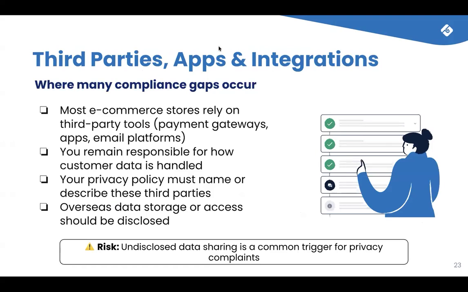So this slide is where many compliance gaps actually occur. Most online stores don't operate in isolation. They rely on payment gateways, service providers, apps, CRMs, email platforms, analytic tools, often dozens of them. So even if a third party handles the data, responsibility doesn't disappear. You're still responsible for how customer data is collected, used, and disclosed, and your privacy policy needs to set that out. So if customer data is stored overseas or accessed from overseas, that should be disclosed in your privacy policy. Undisclosed data sharing is one of the most common triggers for privacy complaints, especially when something goes wrong.